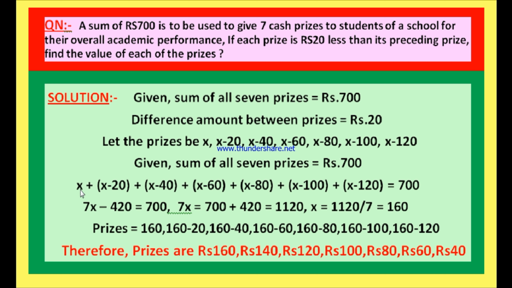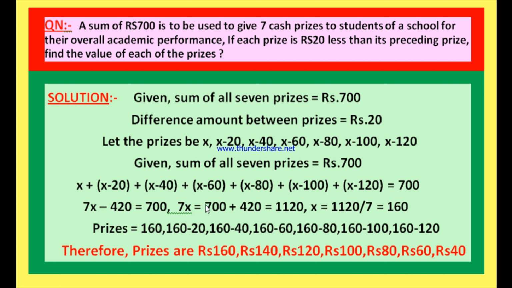If we add x 7 times, it is 7x. Minus 20, minus 40 is minus 60. Minus 60, minus 60 is minus 120. Minus 80, minus 200. Minus 100, minus 300. Minus 120 means minus 420. Therefore, 7x minus 420 is 700.